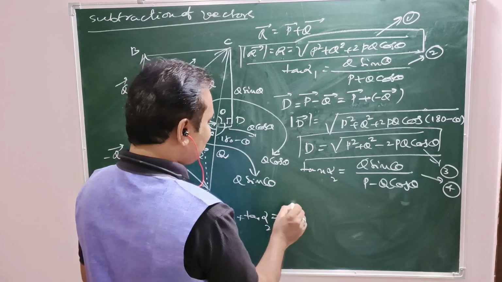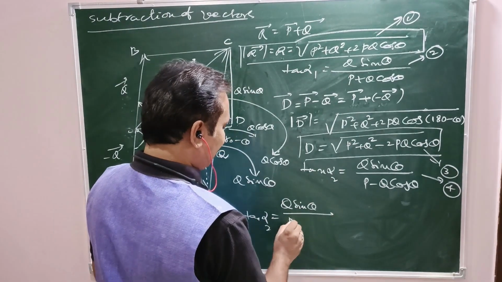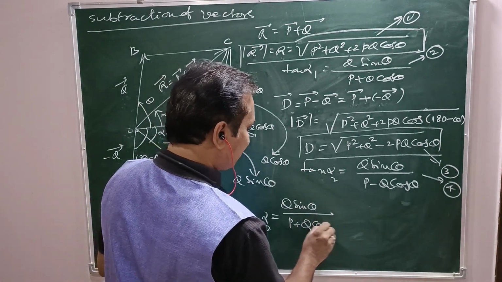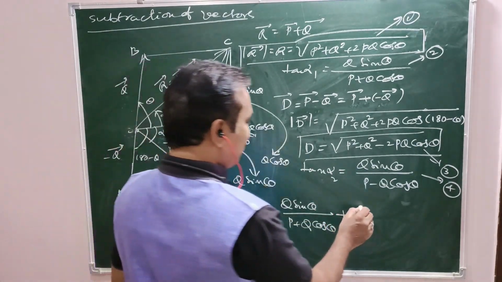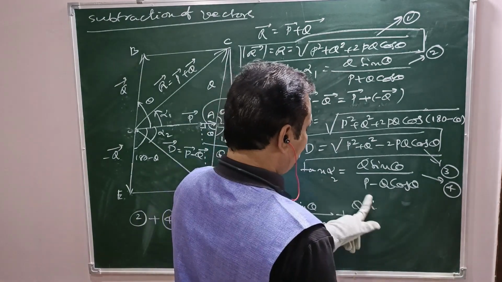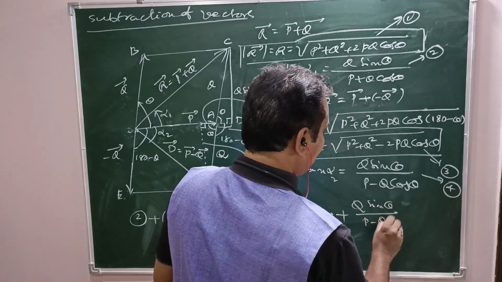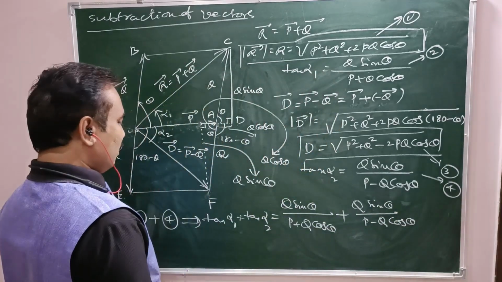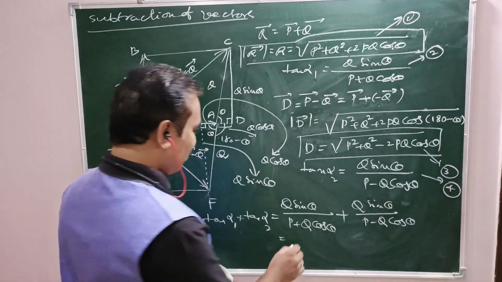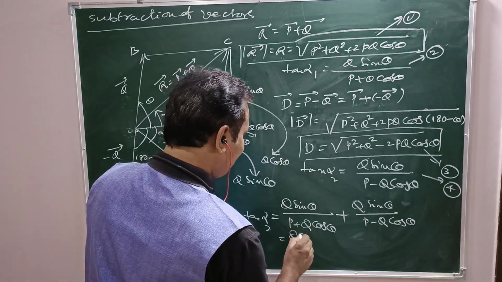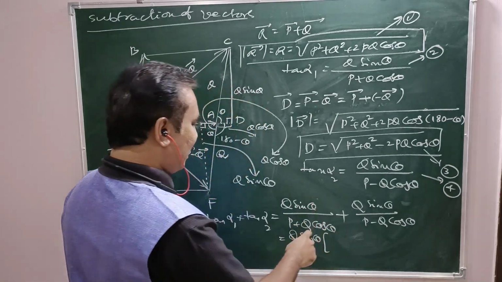What is the RHS here? Q sin theta divided by P plus Q cos theta, plus, here what is the RHS? Q sin theta by P minus Q cos theta. That is, tan alpha 1 plus tan alpha 2 equals, Q sin theta is common here, kept common, times 1 by P plus Q cos theta plus 1 by P minus Q cos theta.